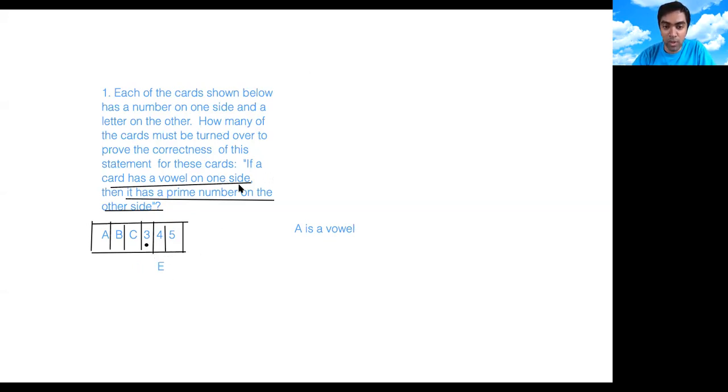If a card has a vowel on one side, which now this card does, then it has a prime number on the other side. It now doesn't have a prime number on the other side, and the statement is false. So we actually do need to check the 4 and the A, but we don't actually care about the 3 and the 5. Because if they had a vowel on the other side, the statement is true. If they had a consonant on the other side, the statement doesn't apply. Does that make sense?